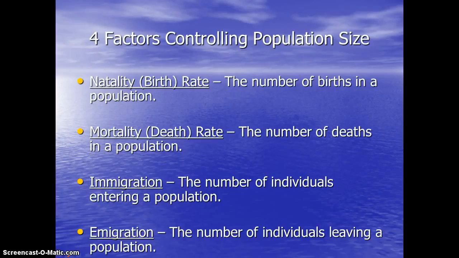Now, there are four major factors that can affect the size of a population. We've talked a little bit about populations when we looked at evolution, but we're going to get into more detail on how this works. So four major factors that control population size: the amount of births that occur within that population, or the natality rate; the amount of deaths that occur in that population, or the mortality rate; the number of individuals that immigrate into that population; and the number that emigrate or leave that population. So these are the big four factors that can control population size.